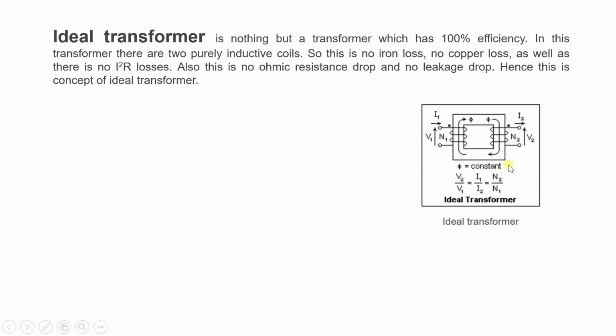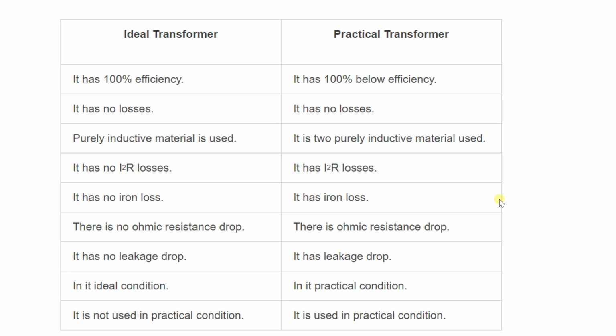As shown in this figure of an ideal transformer, we have the primary windings, secondary windings, the induced voltage on the primary side, induced voltage on the secondary side, the current on the primary side, current on the secondary side, and phi is constant, and V2 upon V1 is equal to I1 upon I2, which is equal to N2 upon N1. So these are the conditions of the ideal transformer.